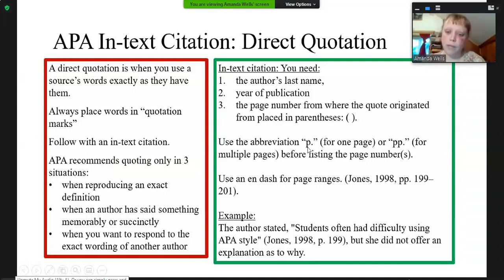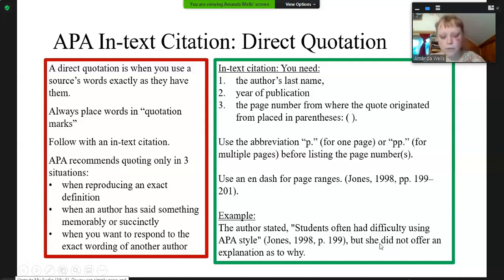And then you want to use a P for one page, or PP if you're doing multiple pages. And when you do page ranges, such as from page 1 to 5, you use what's called an en dash. This is how it looks, an en dash, and that's this line right there.